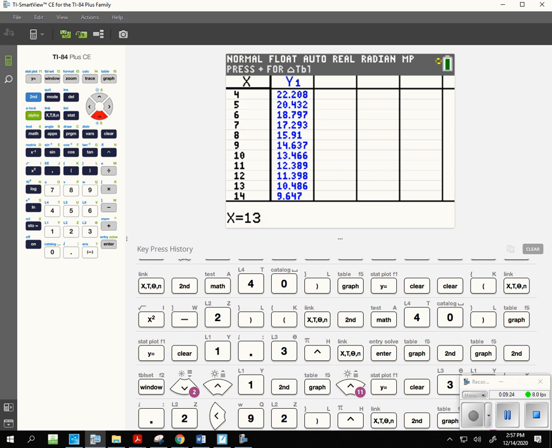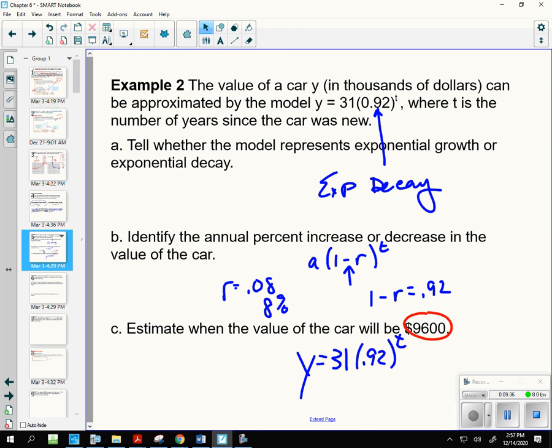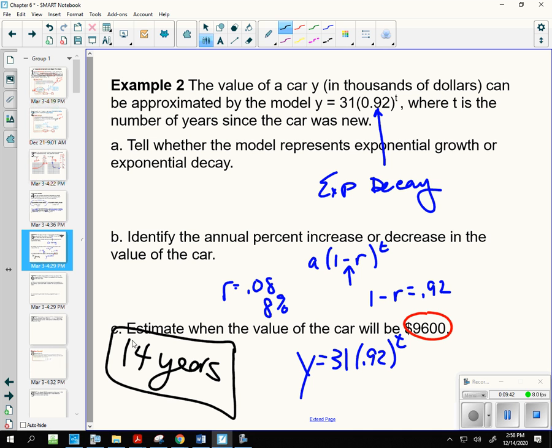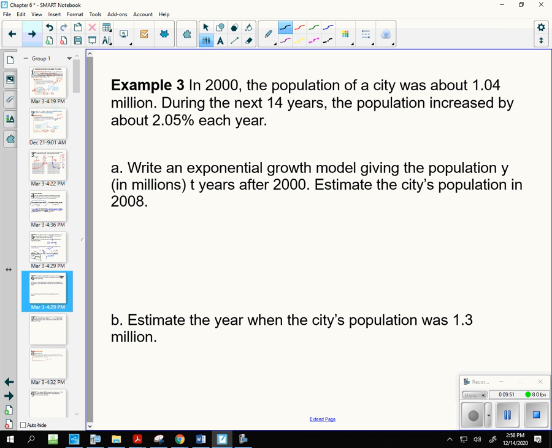So it looks like we're at 14 years. Okay, so right about almost 14 years is when it's going to be, so a little less than 14 years. So go back over here, estimate when the value of the car will be 9,600, almost 14 years. And again, we're going to get way more precise as this chapter goes along, but right now we're just estimating when it's going to be that way.